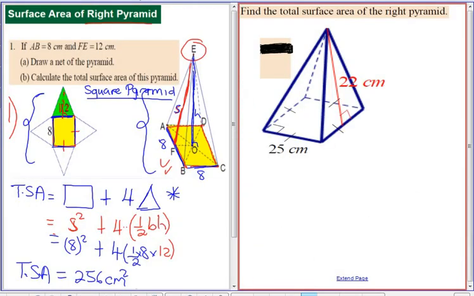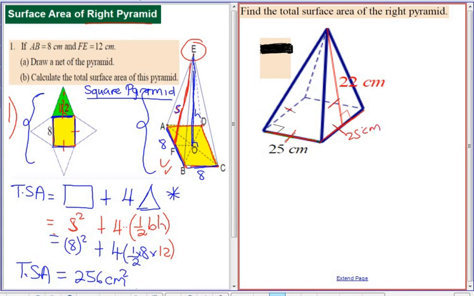Let me give you another one where you can simply calculate the total surface area. As you can see, this one at the bottom is still a square, right? You're noticing that the sides are the same, 25 here and 25 over there as well. So these lines here simply mean that it's a square. So we have yet another square pyramid.